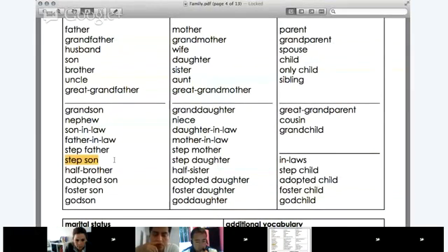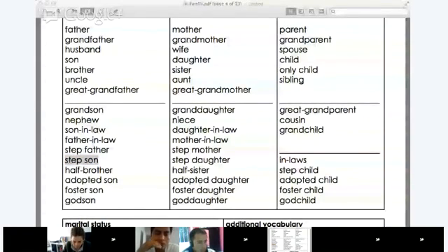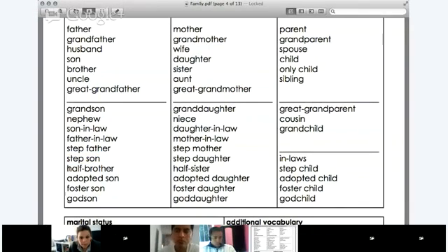So what's a stepson? Is he your biological son if you have a stepson? Are you related by blood? No. It's the second mother's or second father's son. Yeah, exactly. So if you see the word step and then son or father or mother, it means related by marriage. So anytime you hear that, it means they're related by marriage.